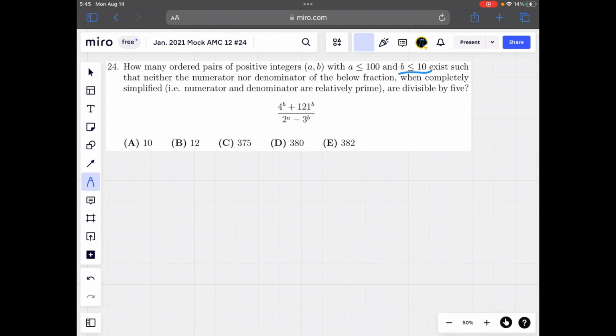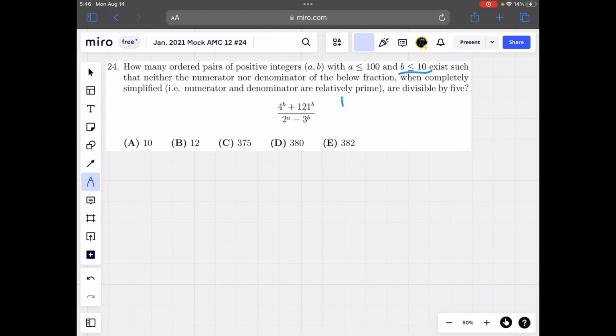First, we use it on the numerator, 4 to the b plus 121 to the b. And note that 4 to the b can only have two values mod 5. It can either be 4 if b is odd, like 4 to the 1 and 4 cubed end in 4, meaning they're 4 mod 5. Or they can end in 6 if b is even, like 4 squared and 4 to the 4th, 16 and 256. In that case, they're 1 mod 5.